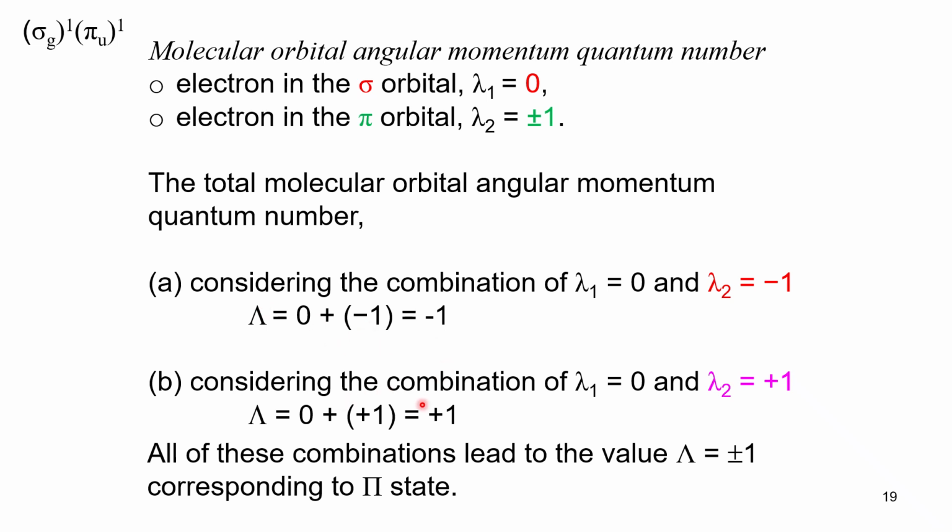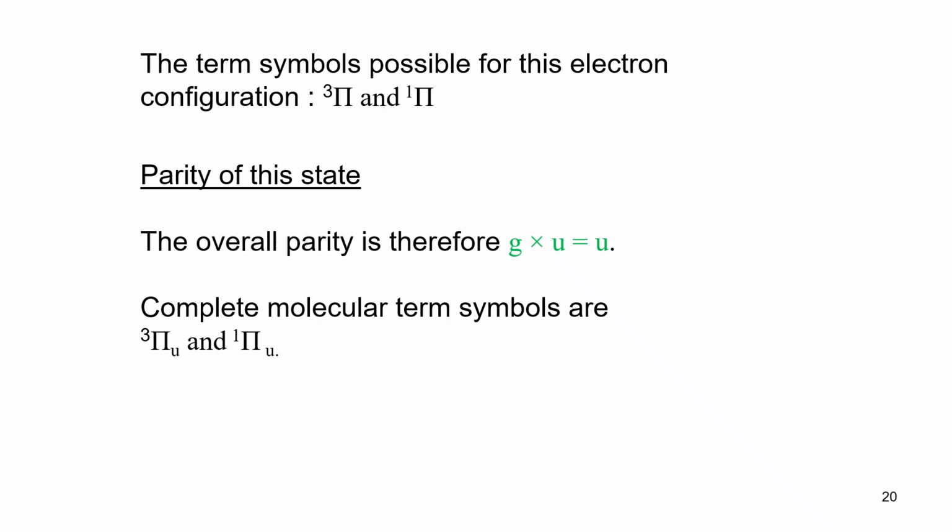If we consider the combination of lambda 1 equals 0 and lambda 2 equals plus 1, then capital lambda will have the value of plus 1. So all these combinations give capital lambda equal to either plus or minus 1, which corresponds to the pi state as the state symbol. Now we have determined the multiplicity and also the state symbols. So the possible term symbols for this molecule are triplet pi and singlet pi.